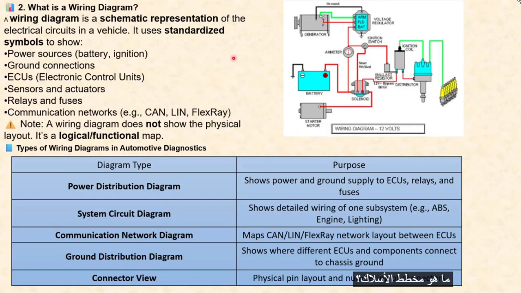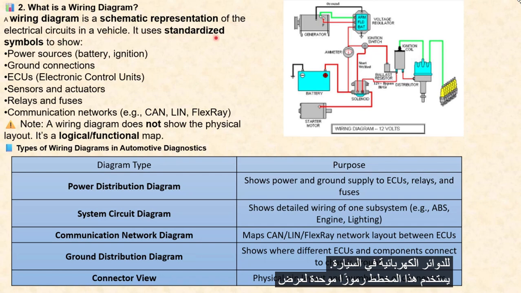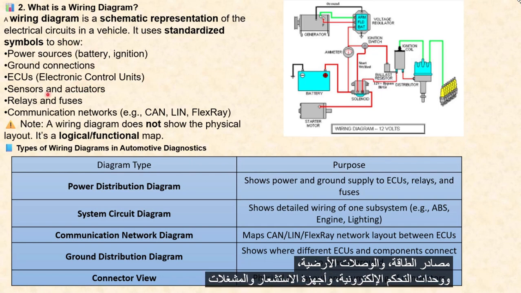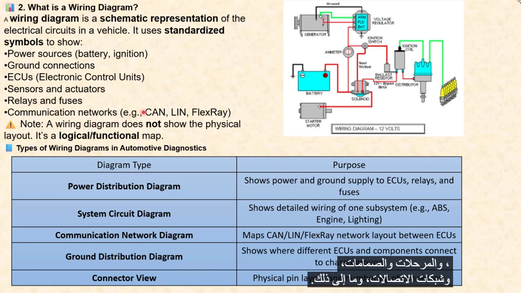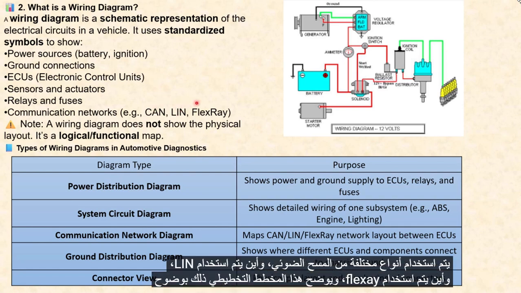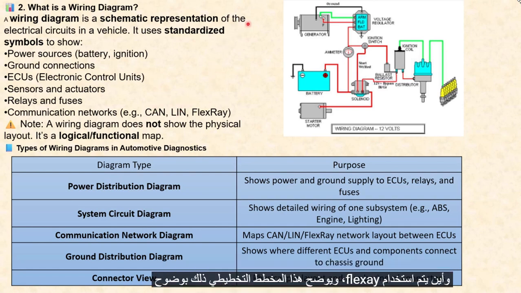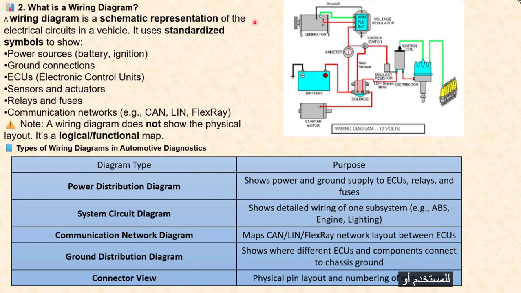Now what is a wiring diagram? A wiring diagram is a schematic representation of the electrical circuits in the vehicle. It uses standardized symbols to show power sources, ground connections, ECUs (electronic control units), sensors and actuators, relays and fuses, communication networks, etc. And again, within the communication network, where CAN is used, where LIN is used, where FlexRay is used. This schematic diagram clearly represents and elucidates this to the technician.